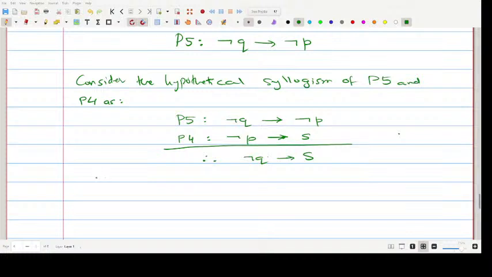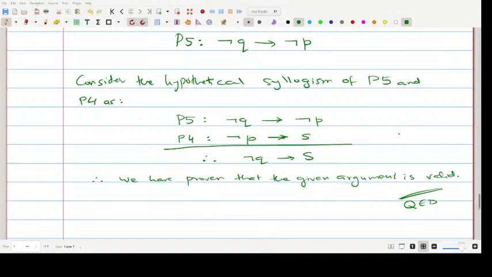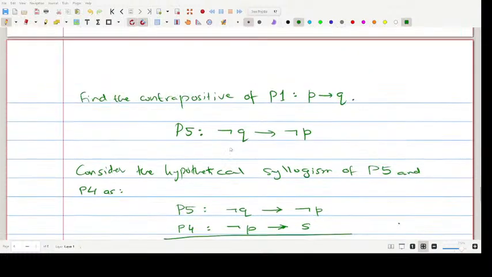So therefore we have proven that the given argument is valid, right? QED. Okay, so I think that's about it, right?